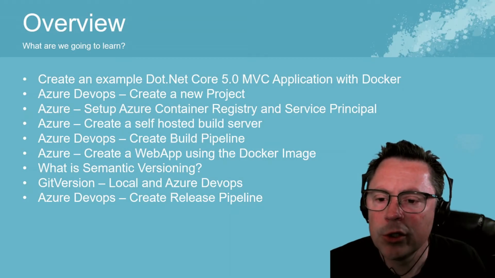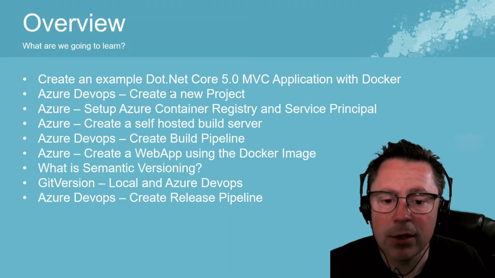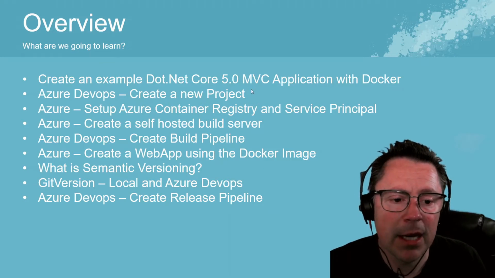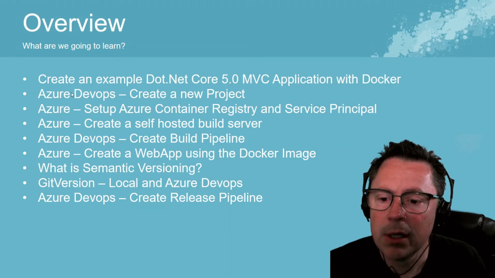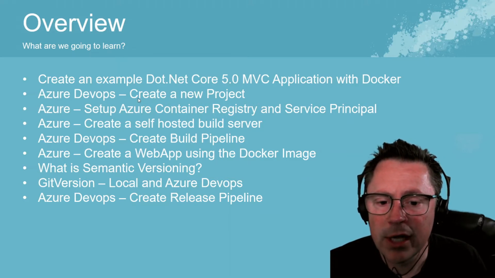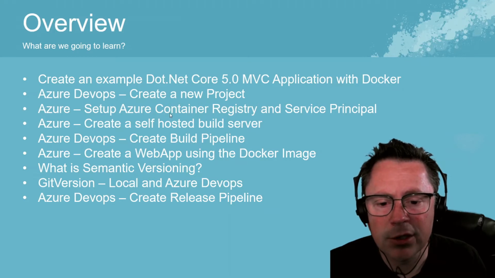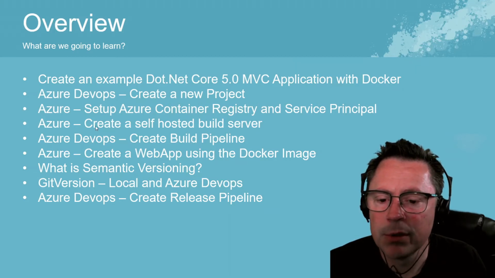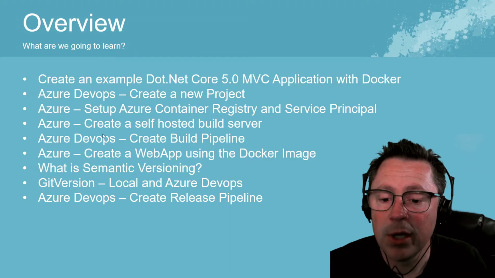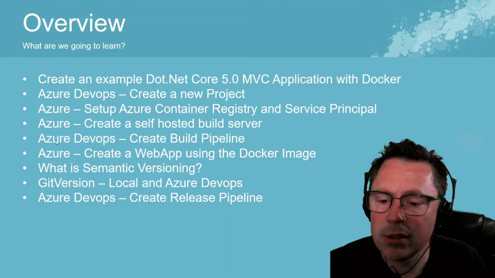So what are we going to be learning today? First, we're going to create an example .NET Core 5 MVC application with Docker. Then we're going to go into Azure DevOps, create a new project. We're going to set up Azure Container Registry and a service principal. And then we're going to be creating a self-hosted build server. So if you want to know how to do that, look out for that section.